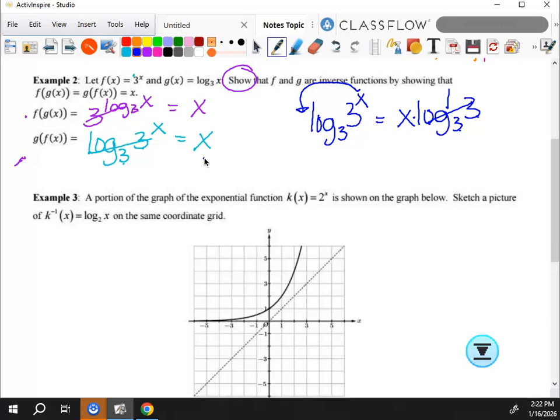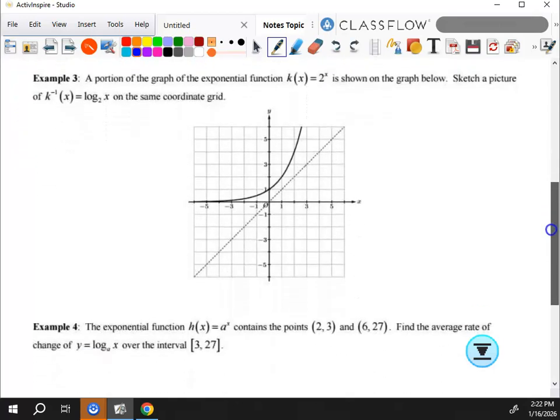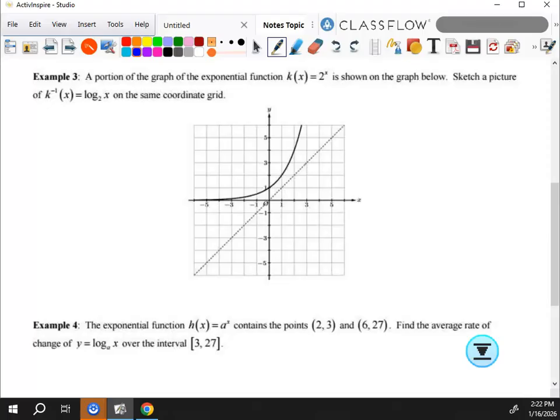Beautiful. So let's look at the graph, which we already talked about a little bit. We've got a portion of k of x is 2 to the x. Sketch a picture of k inverse on the same coordinate grid. I can see that I have this point (0, 1), so I can go to (1, 0), just like we talked about over there, right? I also have a point (1, 2), so that becomes (2, 1).